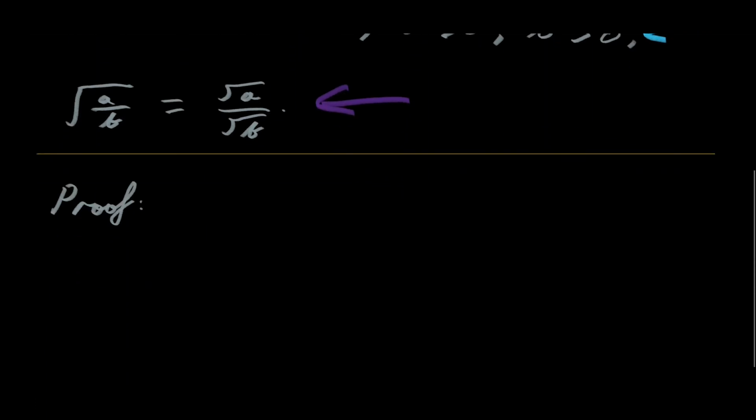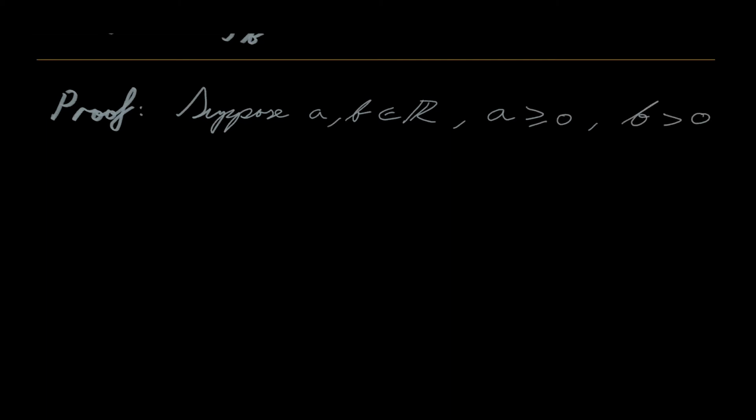So suppose A and B are real numbers where A is greater than or equal to 0, and B is strictly greater than 0. So A is non-negative and B is positive.